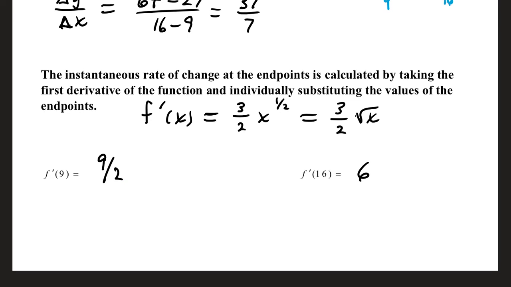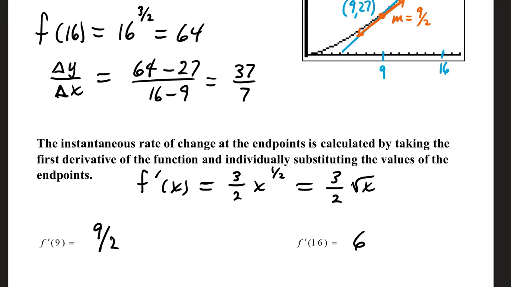So that's the slope of the tangent line of our function at the x value 9. This red line on the graph up here at your top right, that's the tangent line to the original function when x is 9. It has a slope of 9/2. That's the instantaneous rate of change.